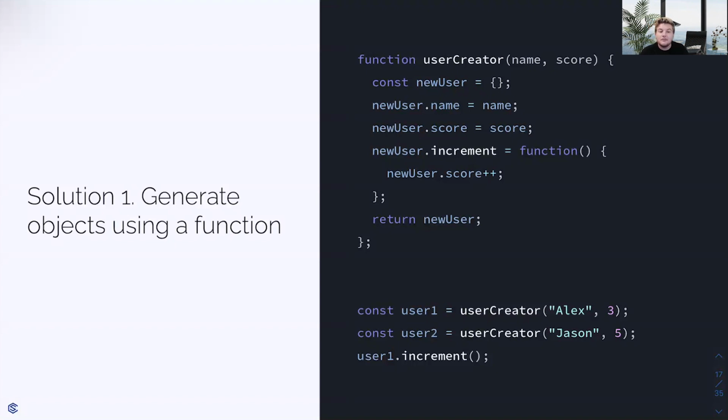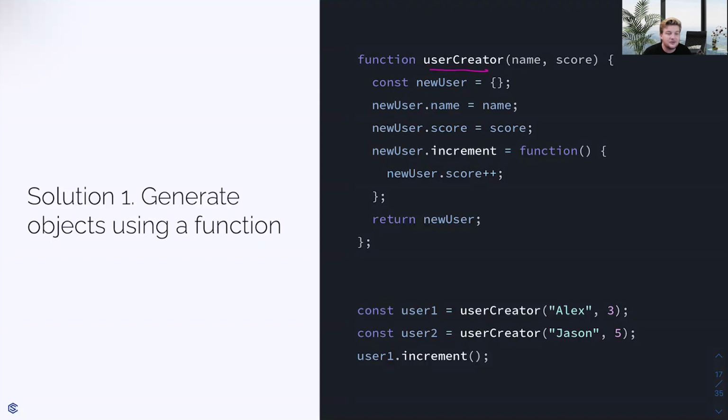In this approach, we're basically going to turn a regular old function, this user creator function, into kind of like a factory for objects. It's going to be a function that works like a factory line, cranking out objects.